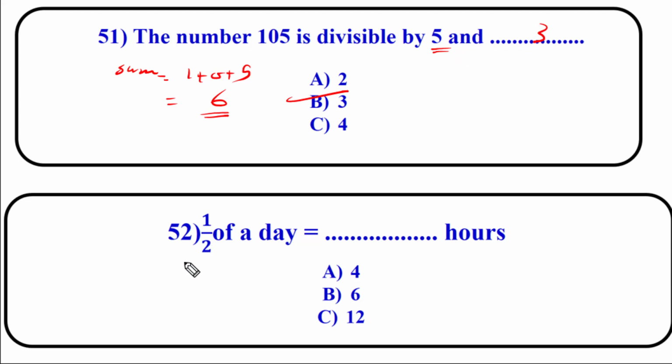Number 52, he said 1/2 of a day equals how many hours? We studied before that 1 day equals how many hours, guys? Equals 24 hours. Now half day equals what? Half of 24, just divide 24 by what, guys? By 2 equals what? Equals 12 hours. So half day equals 12 hours. The correct answer is C.